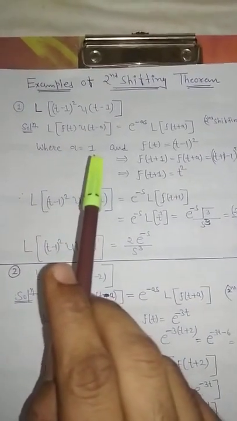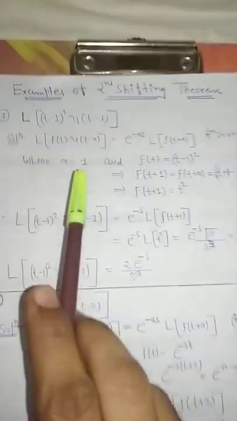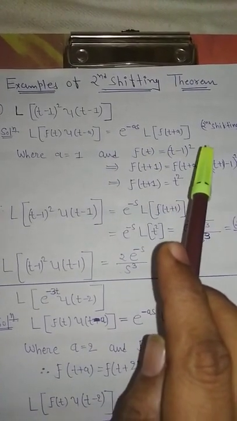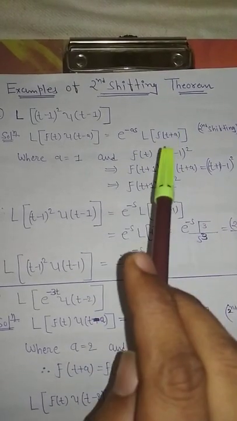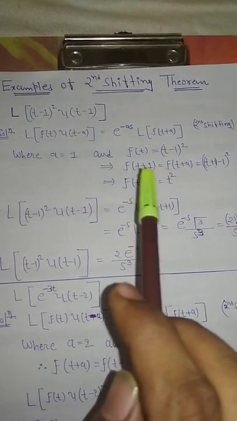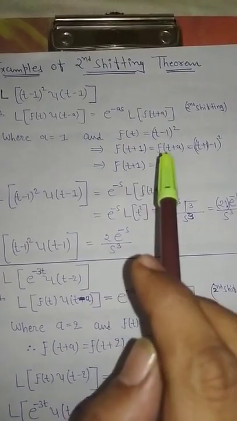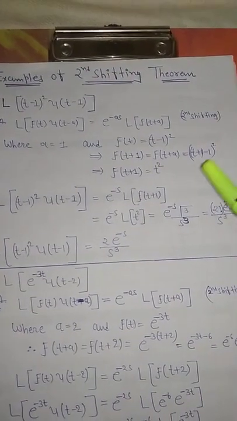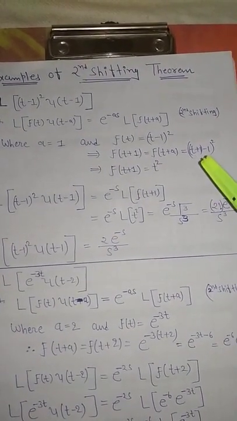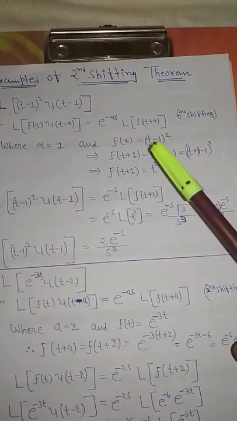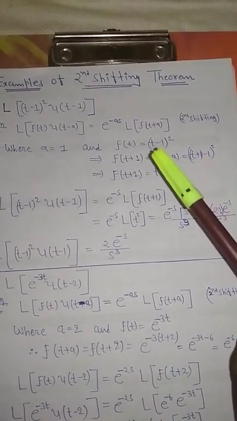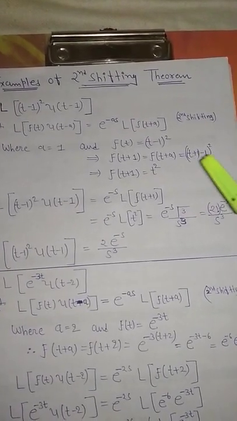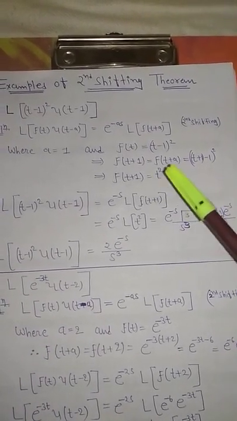Here a is equal to 1 and f(t) is (t minus 1) the whole square. We need f(t plus a), that means f(t plus 1). F(t plus 1) is this function with t replaced by t plus 1, so (t plus 1 minus 1) the whole square. We replace t by t plus 1 in this case, and then take the square. The 1s cancel, and we get only t square.